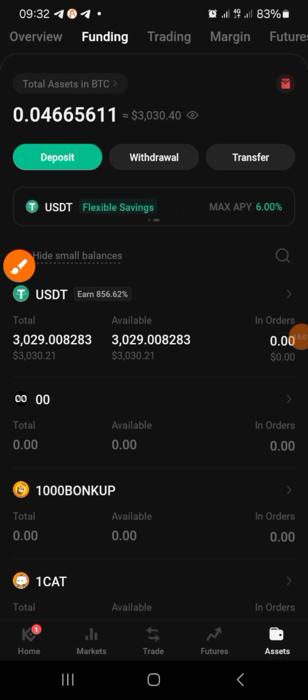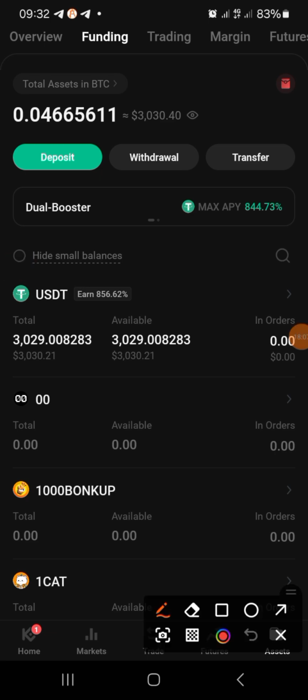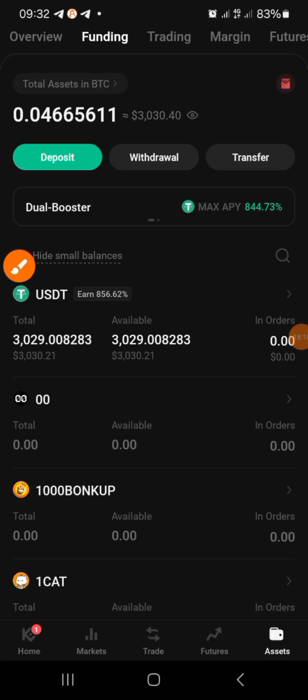So you can see assets there. If you click assets, you're going to see all of this. This one is funding, the balance you have in your funding. This one is trading. This one is margin. So we are going to click on trading now.